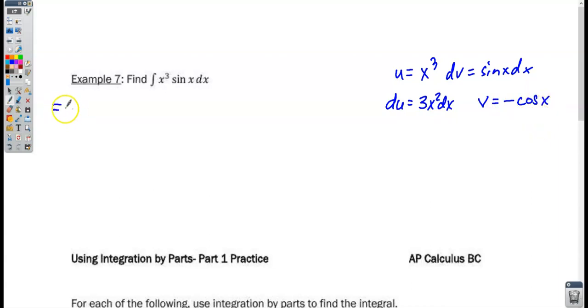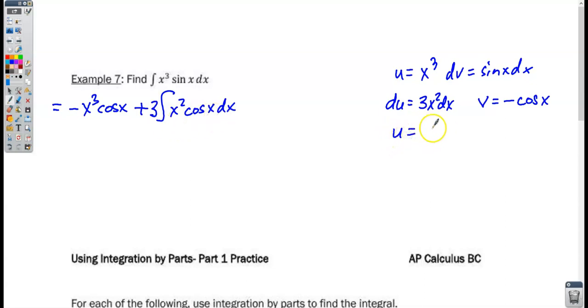So this is equal to uv, it's negative x cubed cosine of x, minus the integral of v du, which is negative 3x squared cosine of x. I'm going to take that negative out in front and make this sign a positive. I'm also going to take the 3 out in front. And so this turns our integral into that. And now guess what? We need to use integration by parts again.